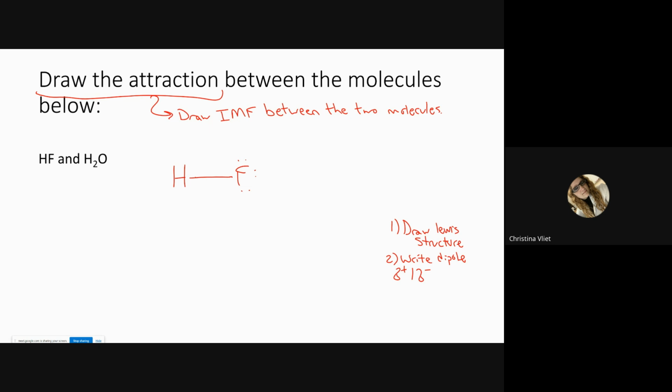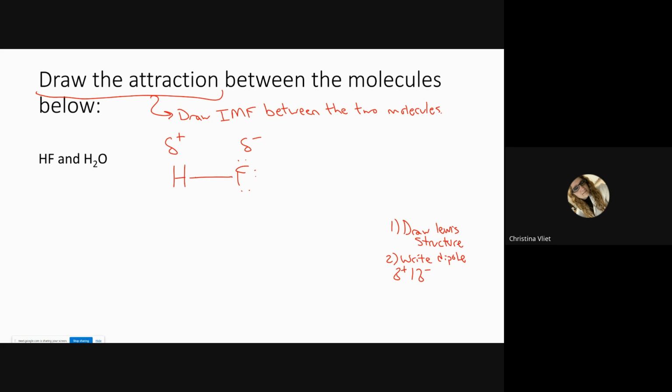Between hydrogen and fluorine, which one's partially negative? Most electronegative element, right? So you put a partial negative sign on fluorine. And the least electronegative element is partially positive. You should do this for HF first. Now you're going to go ahead and do this again for H2O. But the reason why I didn't do them both at once is because if you understand what's going on, you may be able to figure out how to draw water.